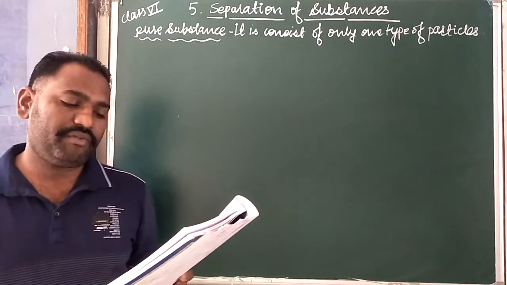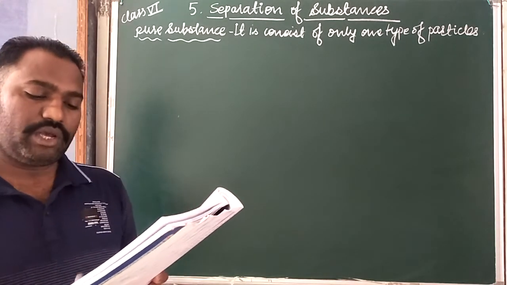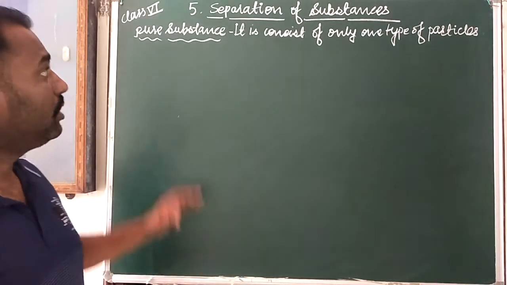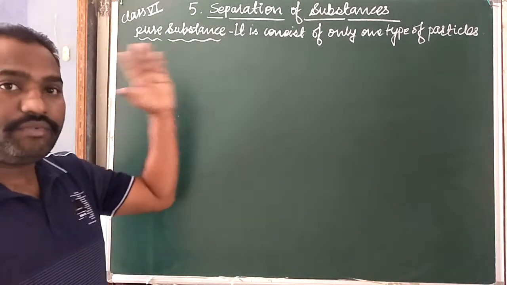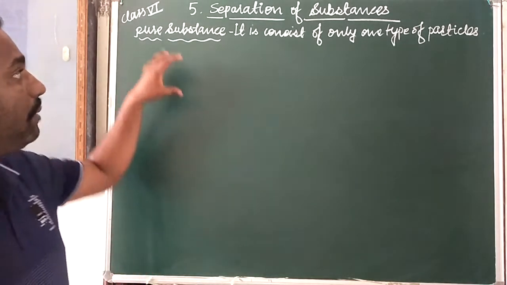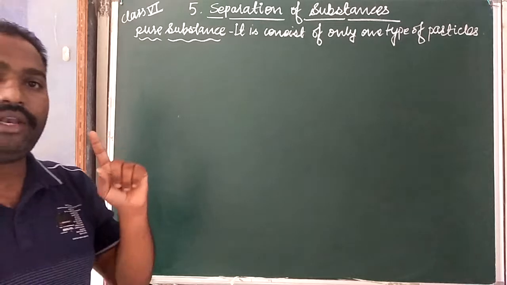So it will have a definite composition and fixed properties which are different from the composition and properties of another pure substance. So one pure substance is different from another pure substance in its properties, because the composition of each pure substance is only one.